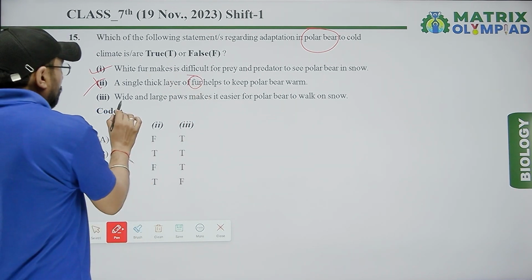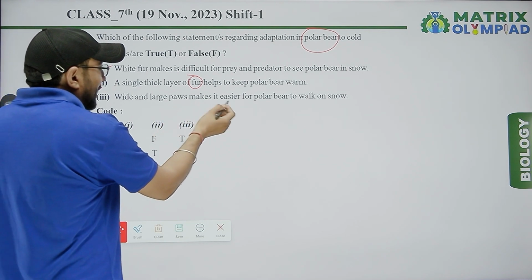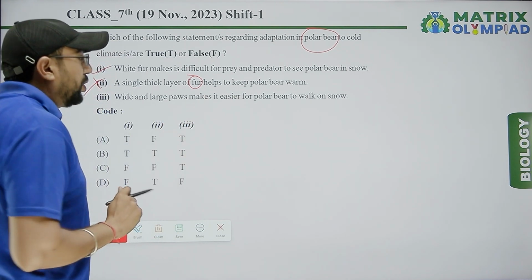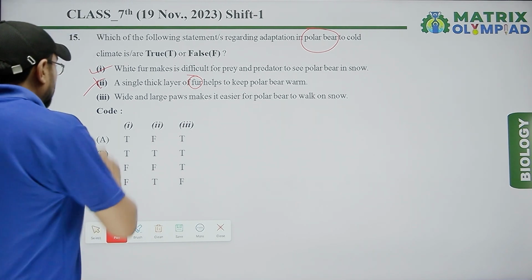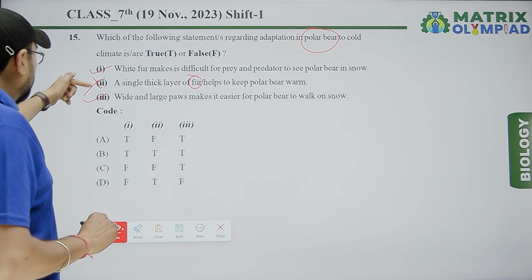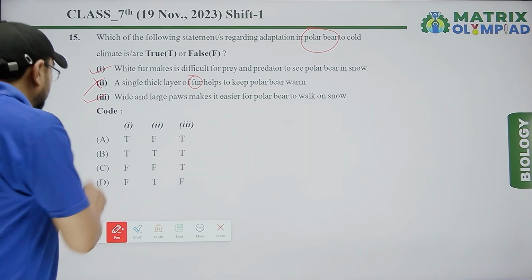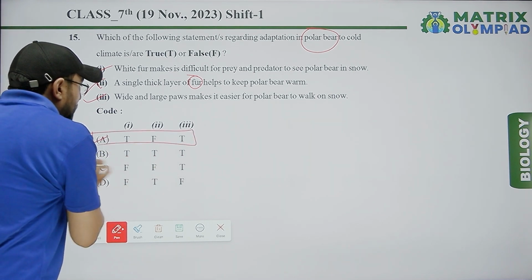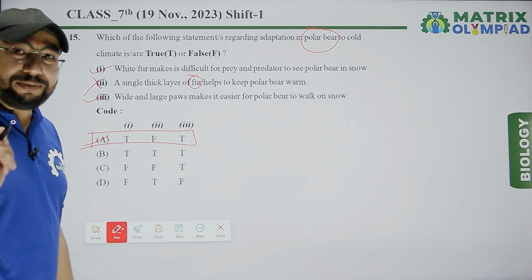Next one is, wide and large paws make it easier for the polar bear to walk on snow. Right. So according to the question, true, false, true. True, false, true in option A is the right answer for these statements.